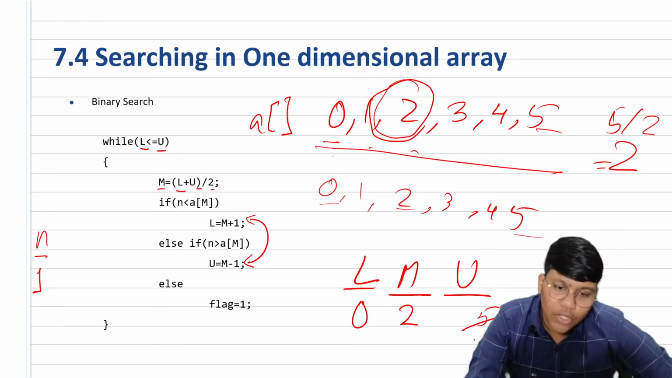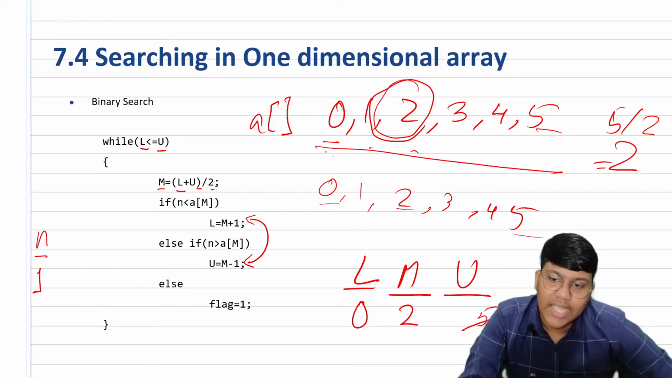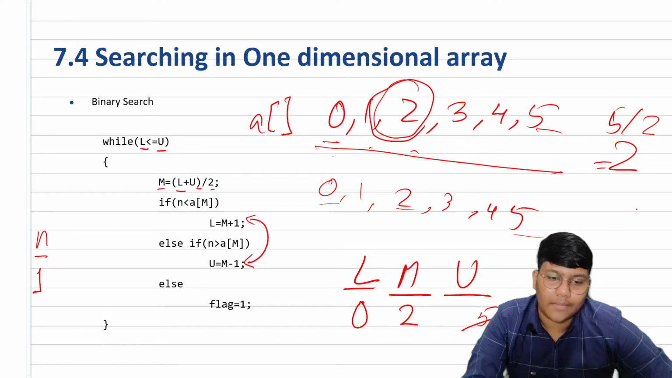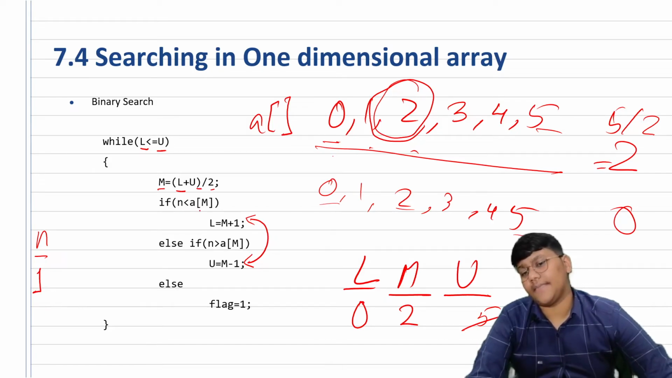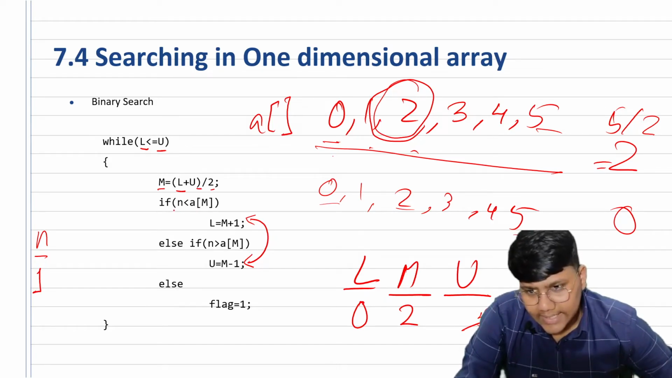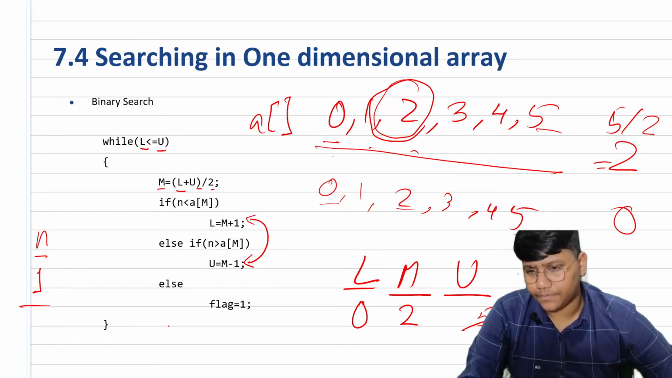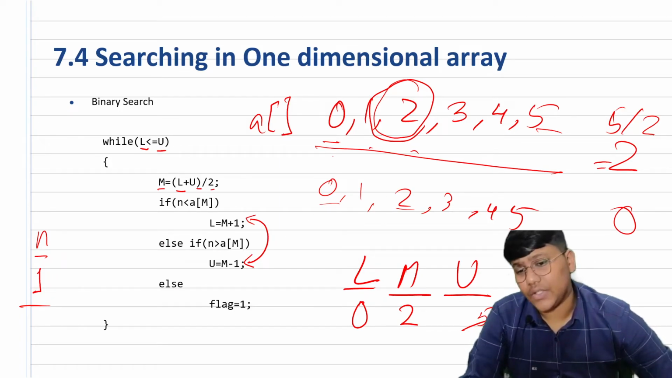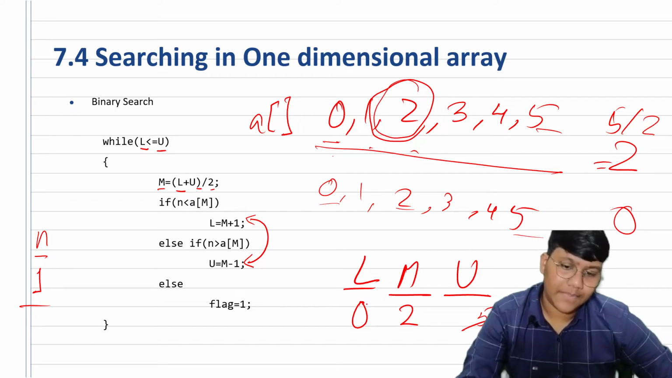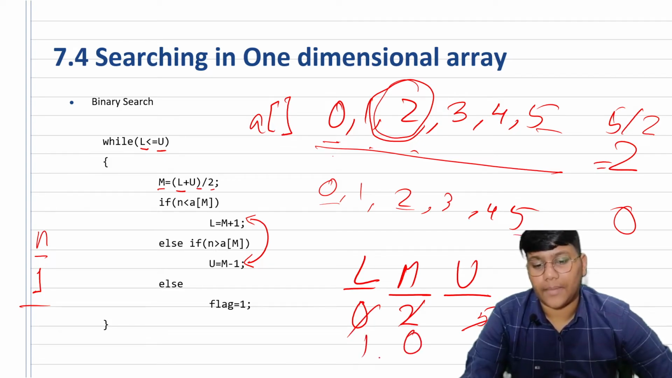Okay, now the loop will run again. Why? Because L is smaller than or equal to U. Is 0 smaller than or equal to 1? Yes. So it will run again. M equal to L plus U divided by 2, that is 0 plus 1, 1 by 2, 0.5. It will become 0. Is n smaller than 0? No. Else if n is greater than 0, yes, L will become m plus 1. So L is now 1.